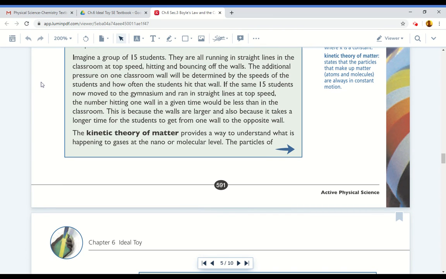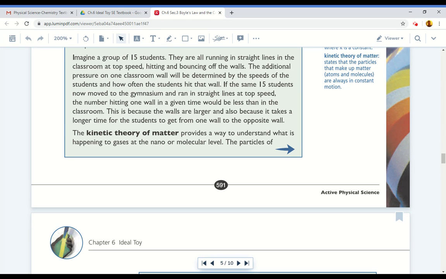Imagine a group of 15 students. They are all running in straight lines in the classroom at top speed, hitting and bouncing off the walls. The additional pressure on one classroom wall will be determined by the speeds of the students and how often the students hit that wall. If the same 15 students now moved to the gymnasium and ran in straight lines at top speed, the number hitting one wall in a given time would be less than in the classroom. This is because the walls are larger and also because it takes a longer time for the students to get from one wall to the opposite wall.